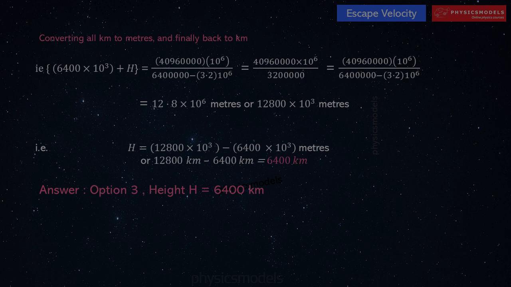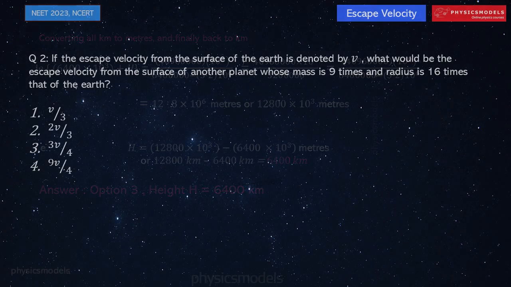Continuing the calculation, we will get a value for r plus h, and from that we need to extract h. We subtract the value for the radius of the Earth. Again, we are assuming the rocket is launched from the equator, and we get h as 6,400 kilometers, which is option 3.